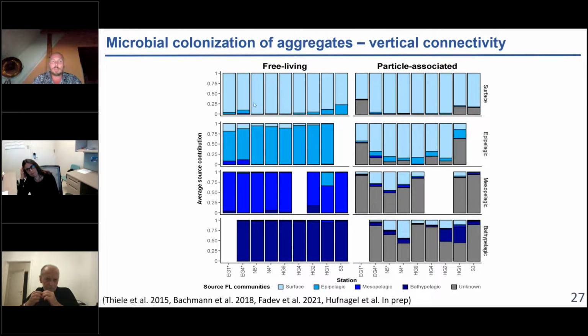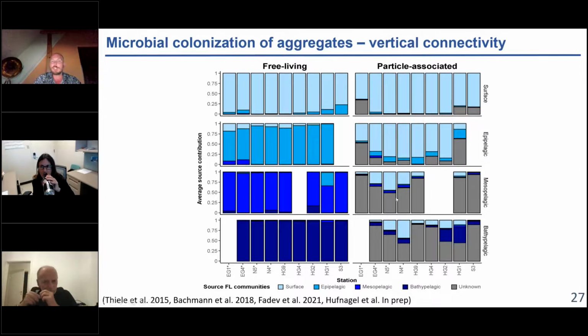Here we were classifying the microbial community in different depth layers. So you can see the colors down here. The light blue is the surface ocean. The somewhat darker blue is the epipelagic, and then we have the mesopelagic and the deep ocean. We did that for the free living bacteria, and then we collected settling particles and did the same for those. In the surface, we saw that most of the microbial community was basically what was in the surrounding water. We could explain it.